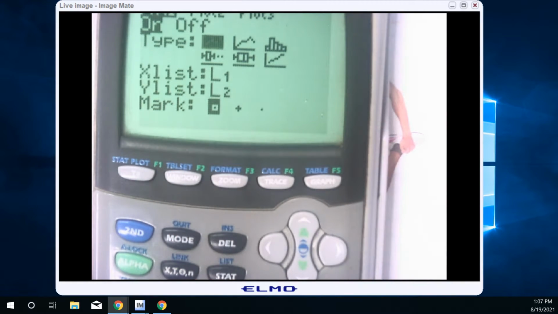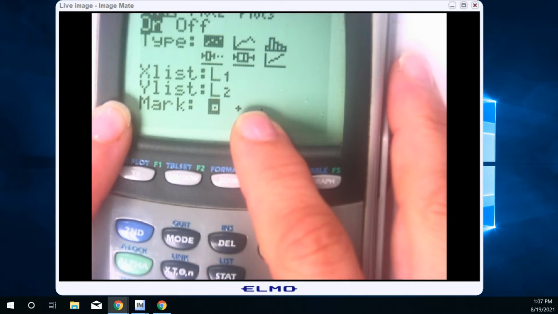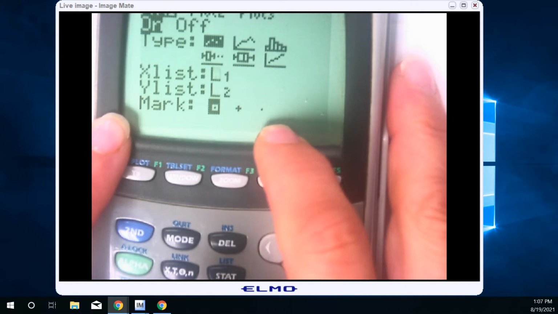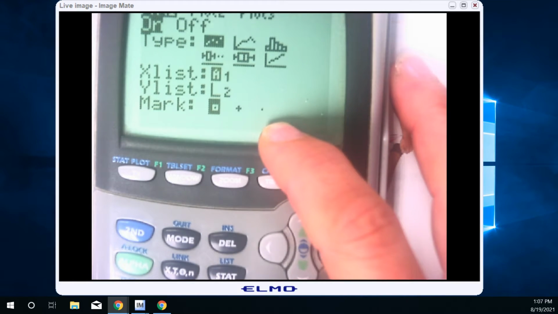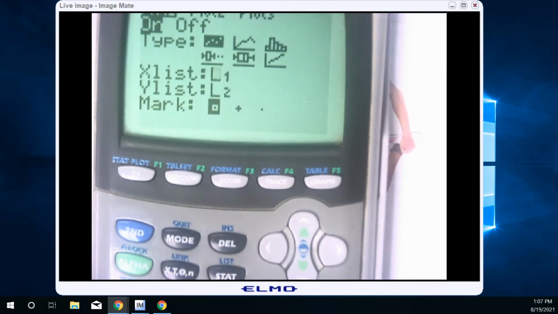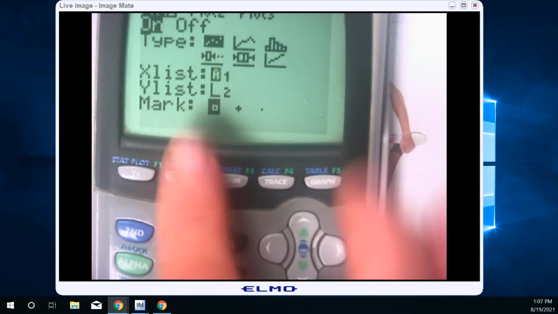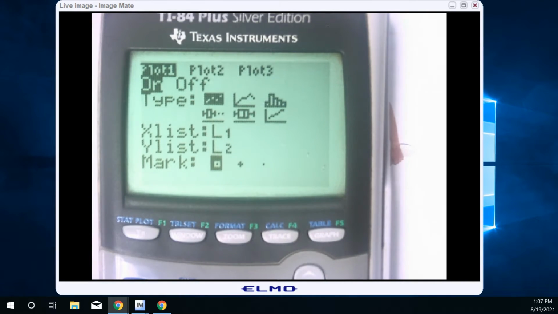So are my X's in list 1? Yes. Are my Y's in list 2? Yes. I need to choose my mark. I pick the biggest one because I can't see. Some people pick that little dot. That's fine. Not me. I got to have the big one. All right. From here, where do I go? Okay, push graph.